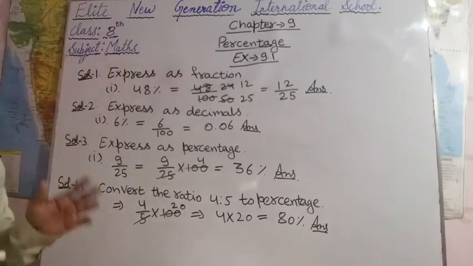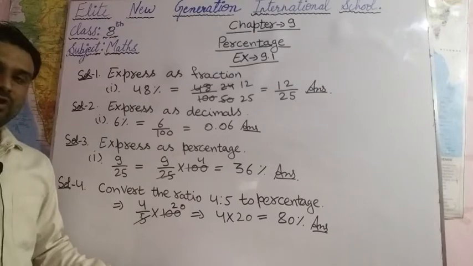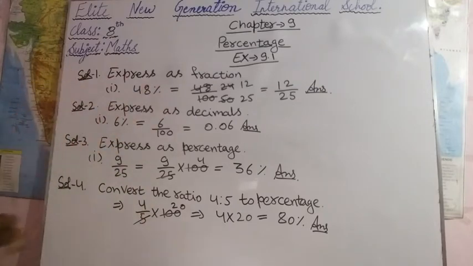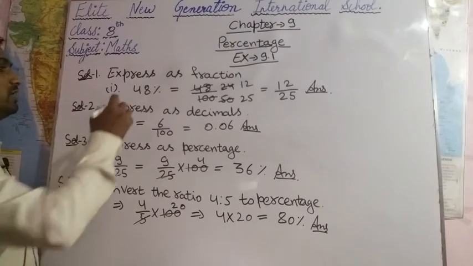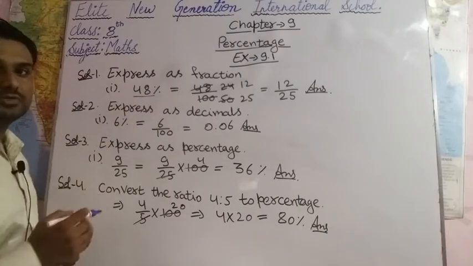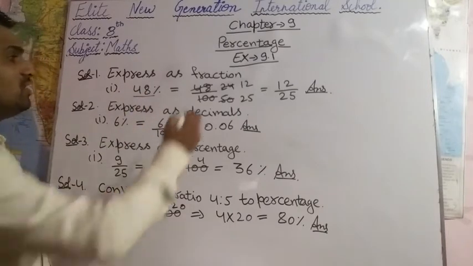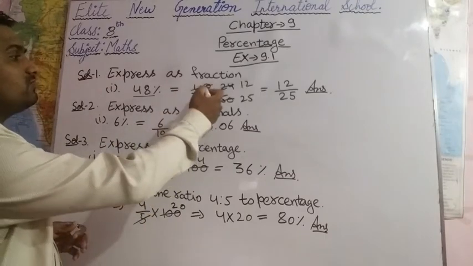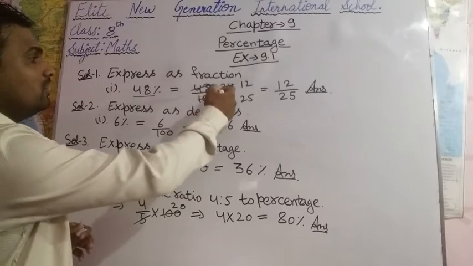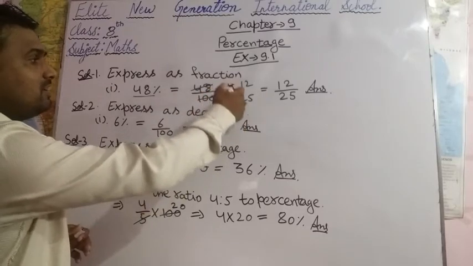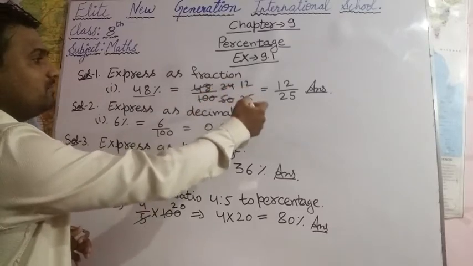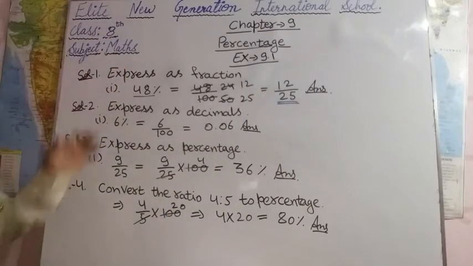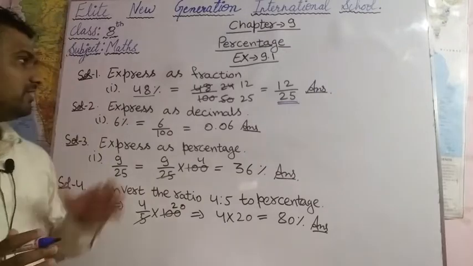In exercise 9.1, in question number 1 we have to express the following as fractions. The first part is 48%. For expressing it as a fraction, 48 will be divided by 100. So 48 upon 100, first we cancel by 2, so it will be 24 upon 50, then by 2 again, so it will be 12 upon 25. So 12 upon 25 will be the answer. The remaining parts you can try yourself, they are also the same.